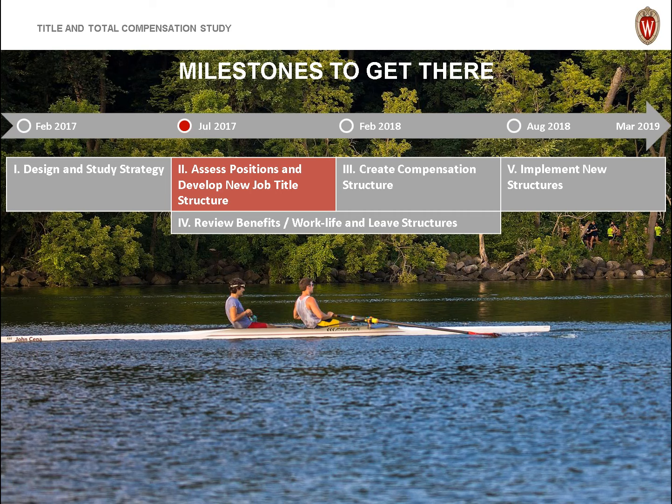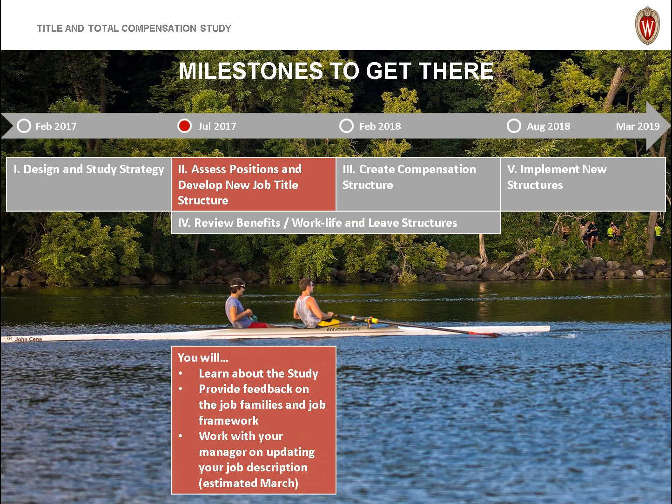Once that work is done, we will implement our new structures. Good news is we have a lot of time built into our project plan to implement the structures. We want to make sure we spend time to communicate clearly to employees, that managers get fully trained, and that there is time to socialize the new concepts and get feedback. All of that is part of the implementation.